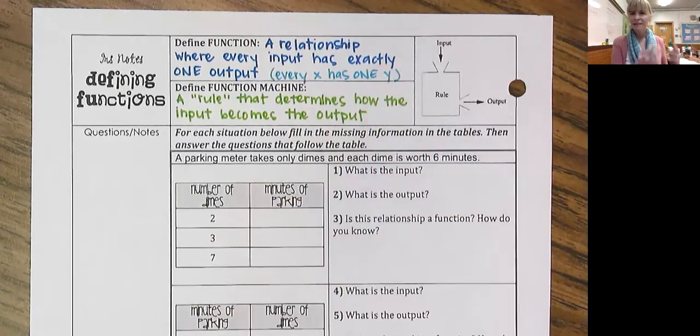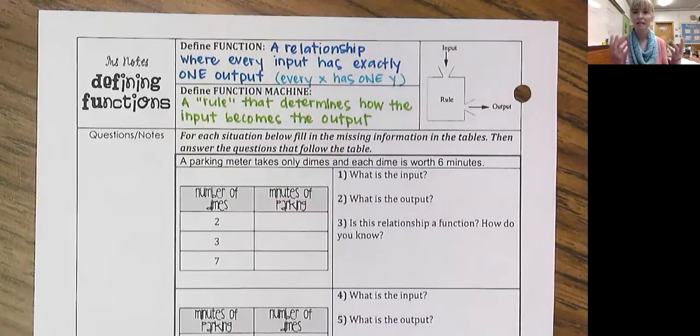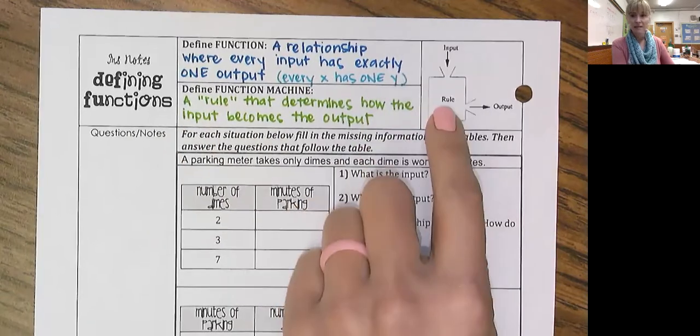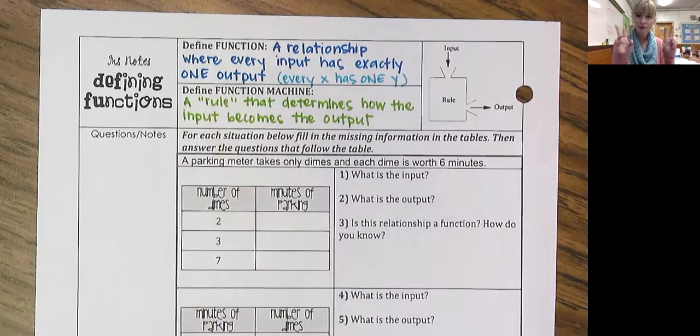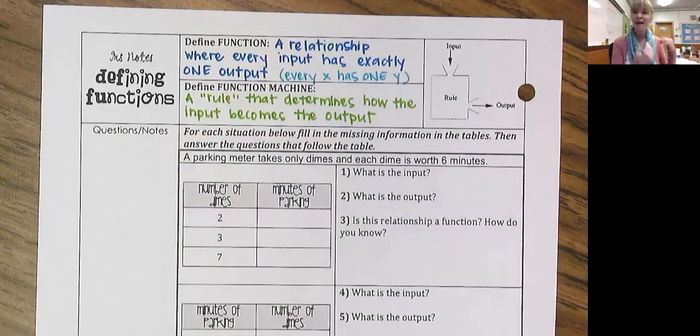Okay, now what does this mean, input and output? Well, we sometimes visualize it as a function machine, and this is not really an official mathematical definition. It's just kind of a visual that you can use to help you see what's going on. A function machine is this idea of the input goes into the function machine, some kind of rule is applied to it, and based on that rule, you determine what output you get. So the function machine is whatever that rule is that determines how the input becomes the output.